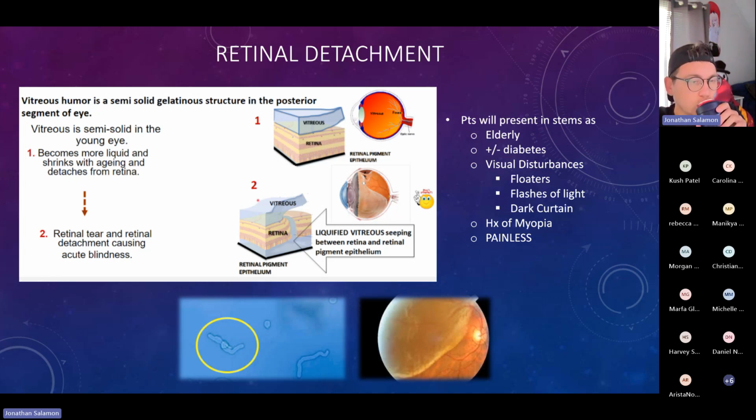Another interesting thing, why old people are more susceptible to this is kind of the same reason they're more susceptible to subdural hematomas, right? As the brain shrinks, it puts more pressure on the bridging veins, and then they can tear, right? So actually, as you get older, the vitreous humor kind of dries up, and it starts to pull on the inside of the eye, and then that can lead to an easier retinal tear and detachment.